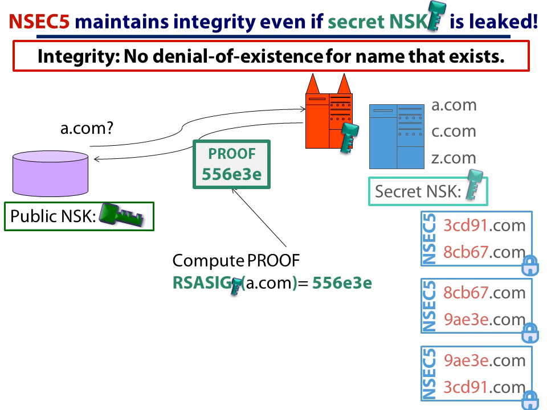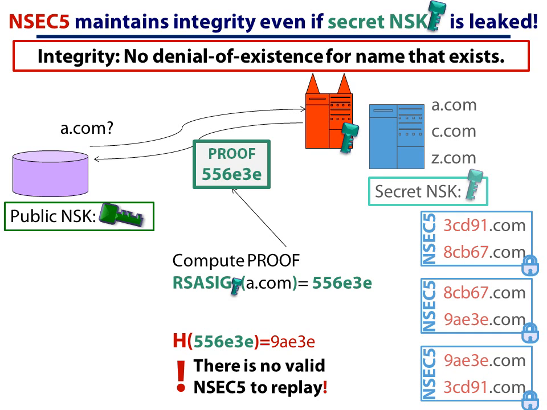So he has this hash value. Now he needs to find an NSEC5 record to replay that the hash of the proof actually falls between. Here's the hash of the proof. It's this value starting with 9, and this is the value for a.com. So now he needs to find the right NSEC5 record to replay. Let's go through each one of them. This first NSEC5 record won't work because 9 does not fall between 3 and 8.